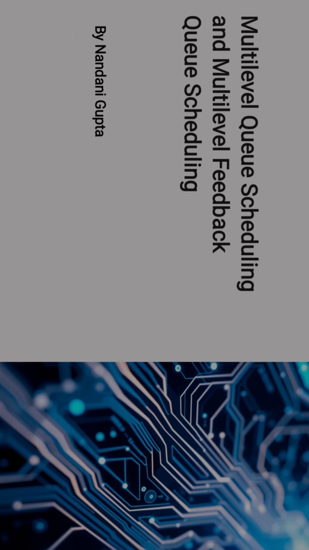We are going to learn two very important scheduling strategies, that is multi-level queue scheduling and multi-level feedback queue scheduling. We'll understand what they are, how they work, how they are different, with real life examples, diagrams, pros, cons, everything you need for college, exams and interviews. Also to understand how computers behave. So grab your notes and let's dive right in.